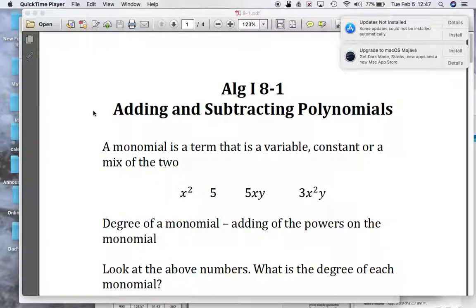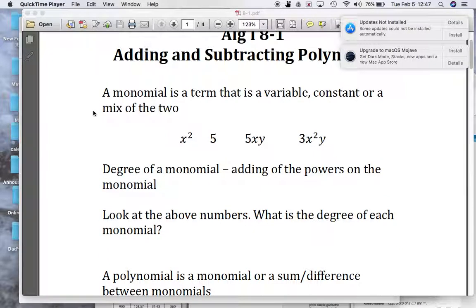All right, so talking about adding and subtracting polynomials. We're going to talk about polynomials more in this section, which I'm not sure we've talked about a lot. So let me first define monomial. A monomial is any piece of an equation. So like x squared is a monomial, 5 is a monomial. Even 5xy is a monomial because it's only one piece. Pretty much a monomial is anything that doesn't have a plus or minus next to it.